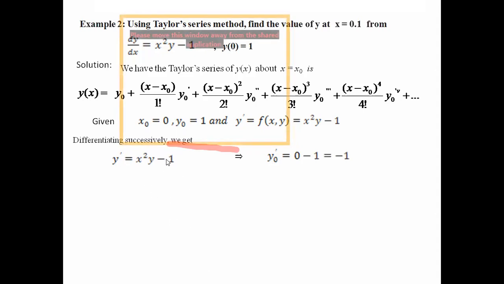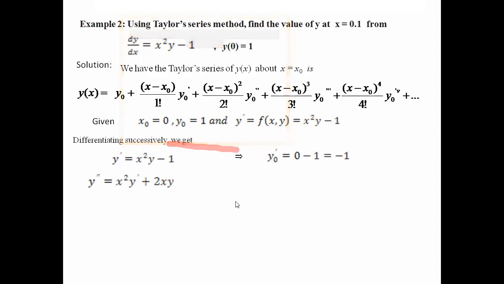Once again differentiate y dash to get y double dash. So y double dash is the derivative of x squared y minus 1. It is a simple differentiation; when there is a product, you have to use the product rule. So this derivative is: first function x squared into the derivative of the second, that is y dash, plus the second function y into the derivative of the first, which is 2x. If you differentiate this term, we get these two terms, and the derivative of 1 is 0. So that is y double dash.